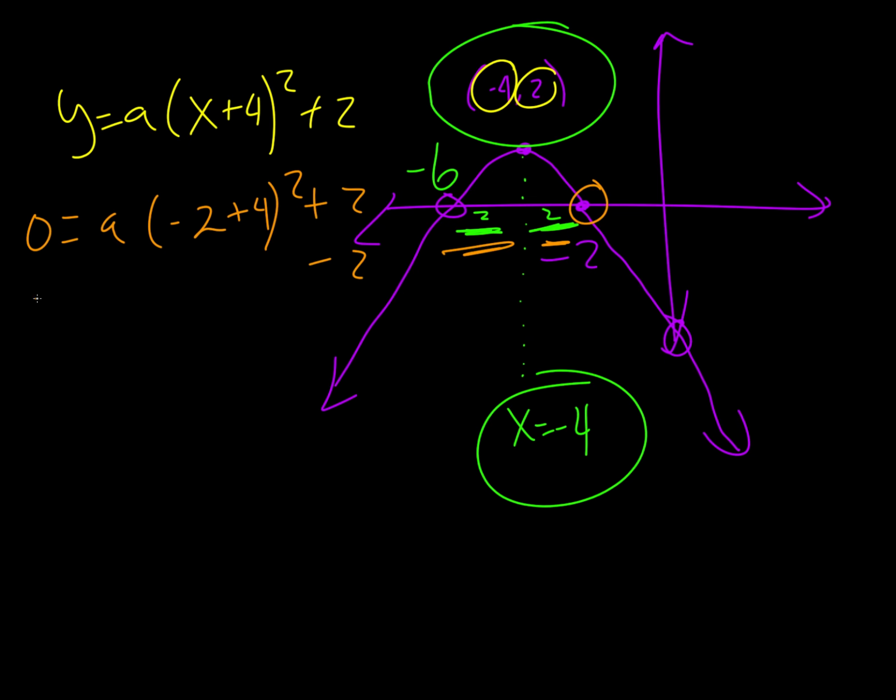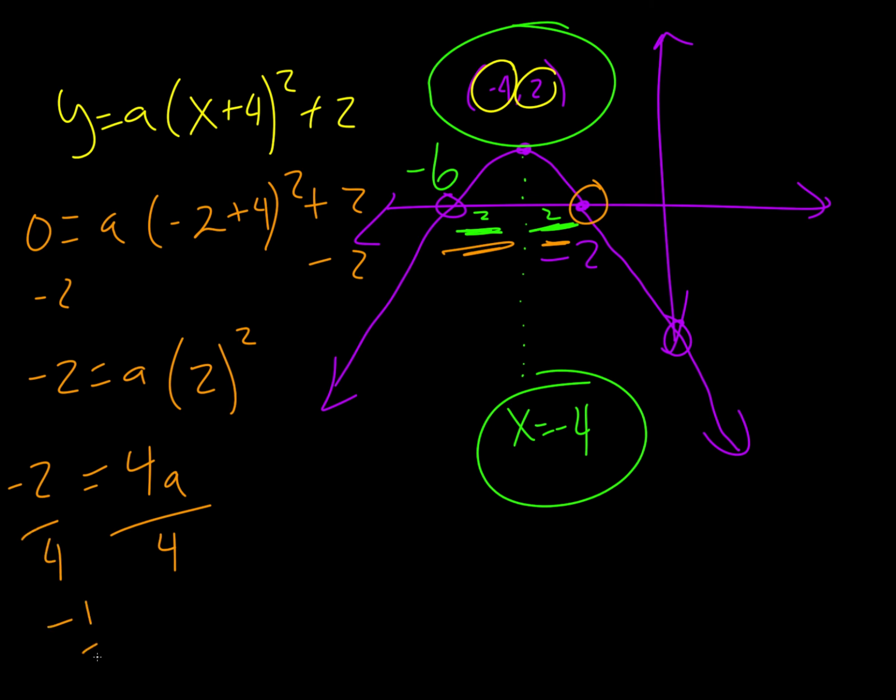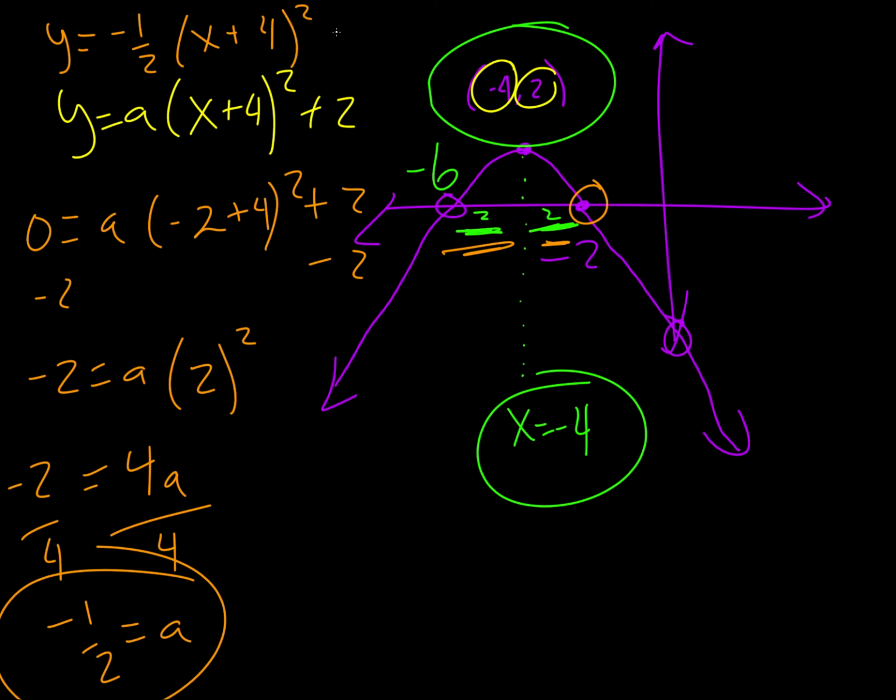And then just solve for a. So subtract 2. So negative 2 equals a. This is going to be positive 2. 2 squared is 4, so 4a equals negative 2. Divide by 4, so that's negative 1/2 is what a is equal to. Come back up here. y equals negative 1/2, and then x plus 4 squared plus 2. And that is the equation of that.